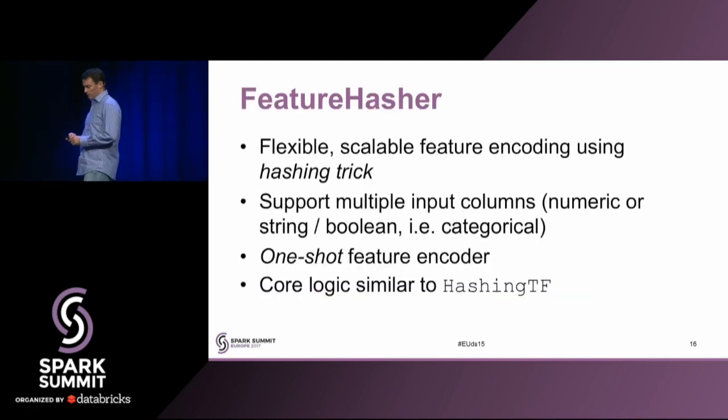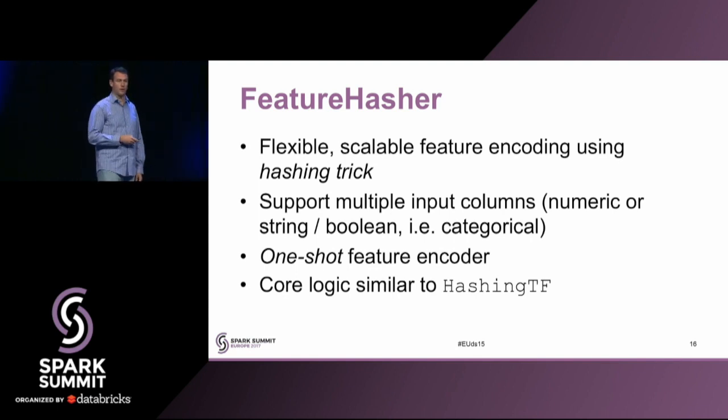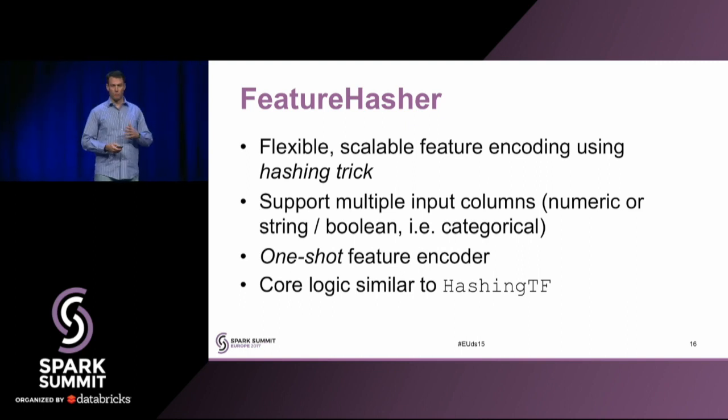So I've worked on a FeatureHasher, which is inspired by scikit-learn's FeatureHasher and does pretty much the same thing. It's a flexible, scalable feature encoder that uses the same hashing trick that HashingTF does under the hood, but it can support different kinds of columns. So you can support real numeric columns, as well as string or Boolean columns for categorical features.